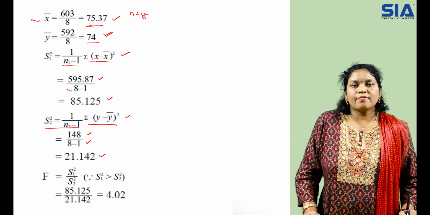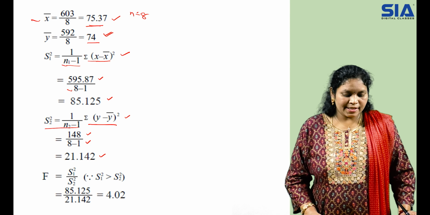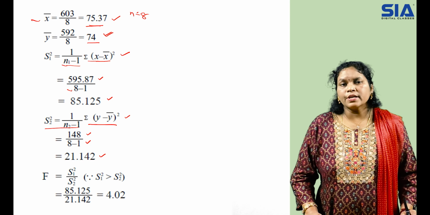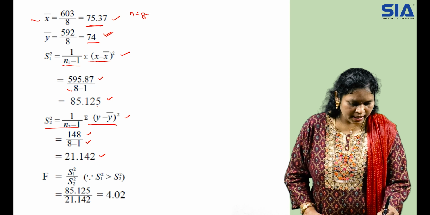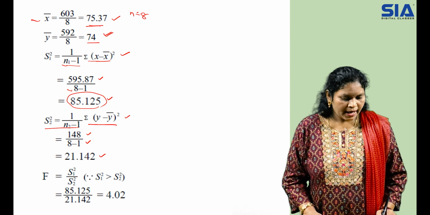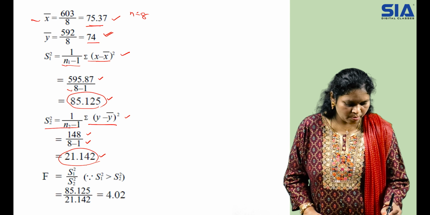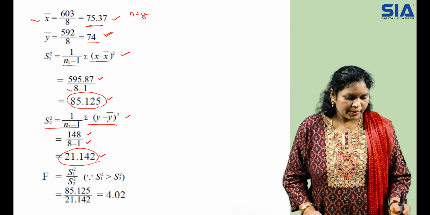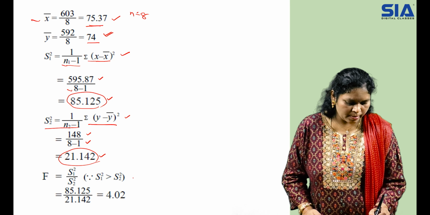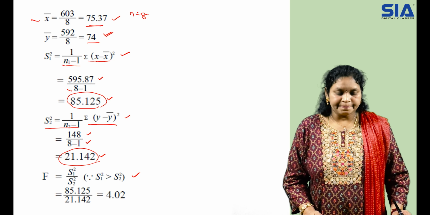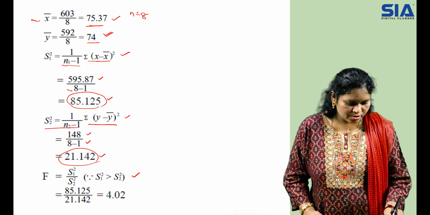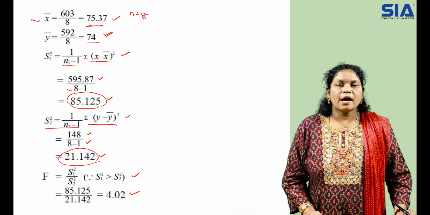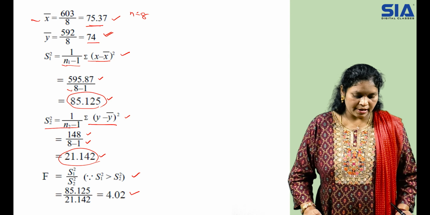Now let us go for the F value. To obtain the F value, first we need to check which is the highest value, S1 square or S2 square. So check it out: S1 square we got as 85.125 and S2 square we got as 21.142. So which is the highest value? Obviously the S1 square value. So take the formula as it is, S1 square by S2 square, because S1 square is greater. Substitute the values, divide, and get the answer as 4.02. Now I have got the F value, that is the calculated value.